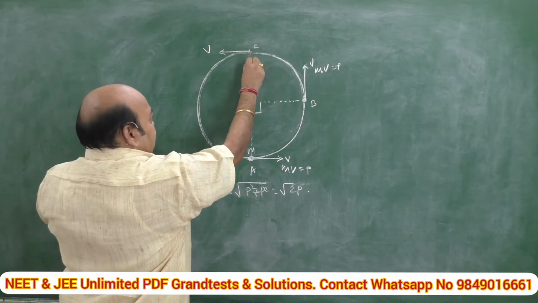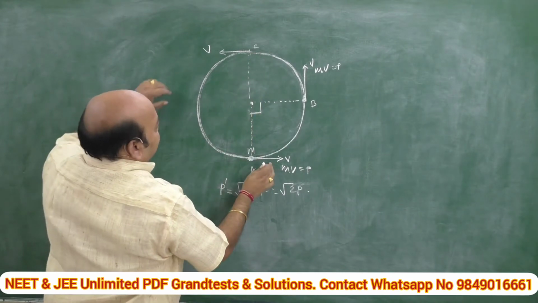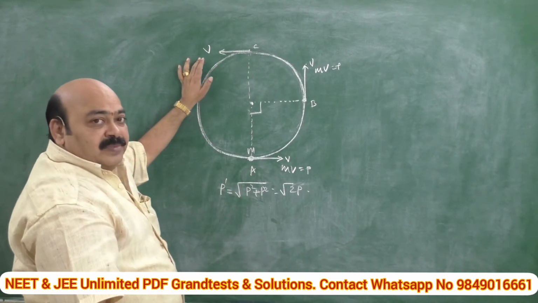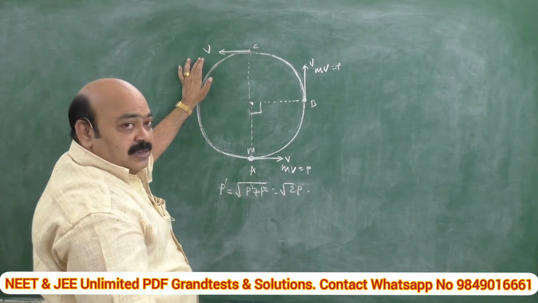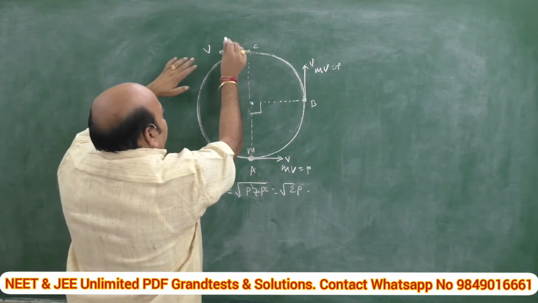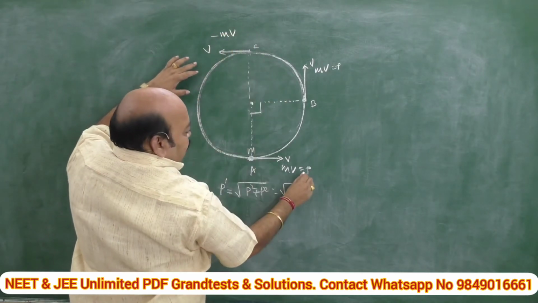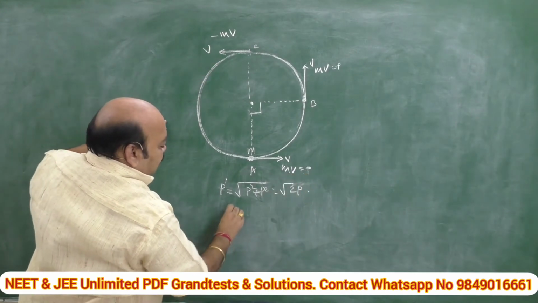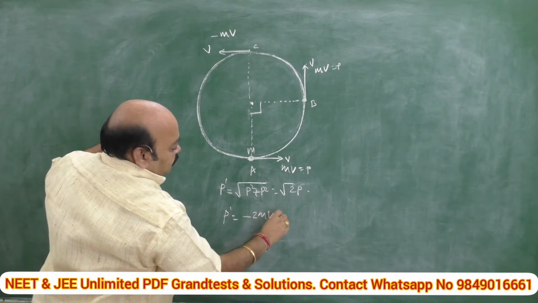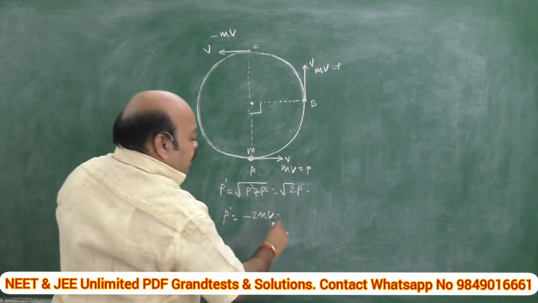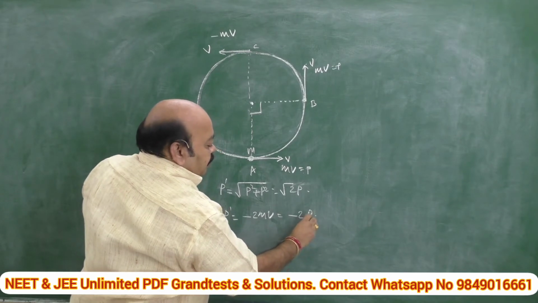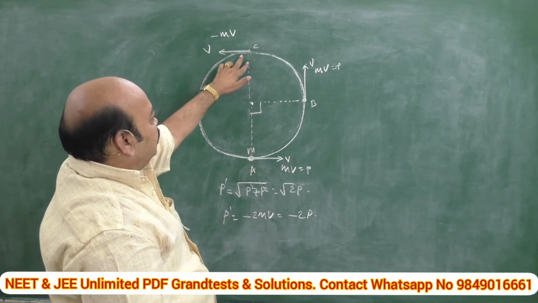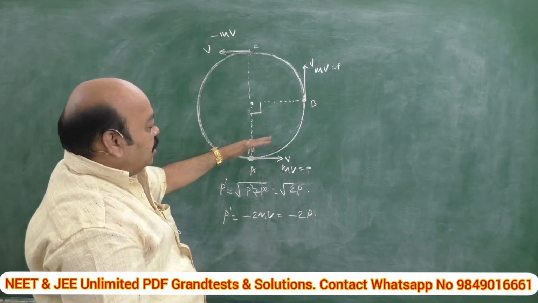For example, if we consider the position of C, what is the change in momentum of C? This is in the direction opposite to this one. So the final momentum is minus mv, the initial momentum is mv, and these two are acting in opposite directions. The resultant is given by minus 2mv. Quantitatively this is nothing but minus 2p. This negative sign indicates the change in momentum is opposite to the initial direction.